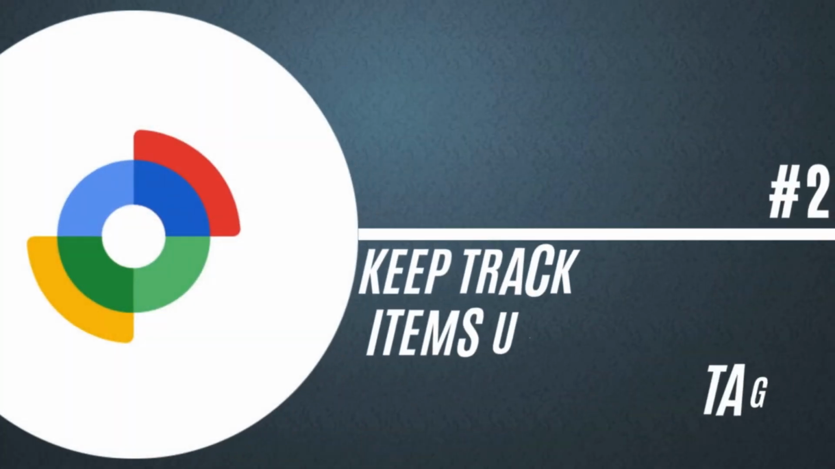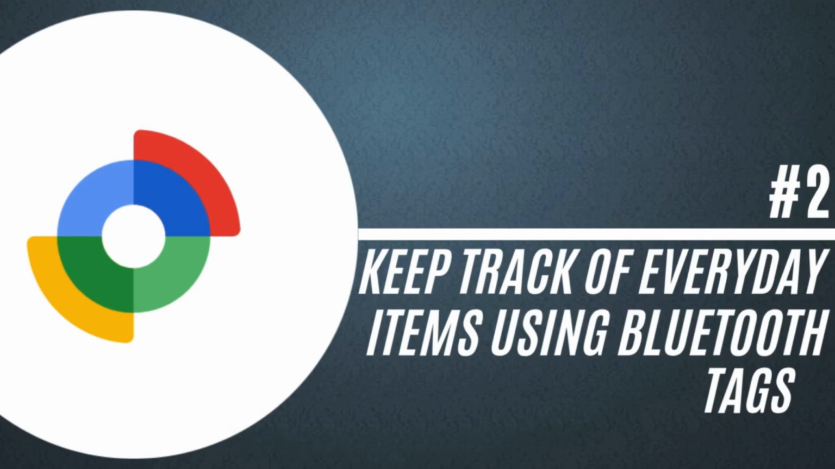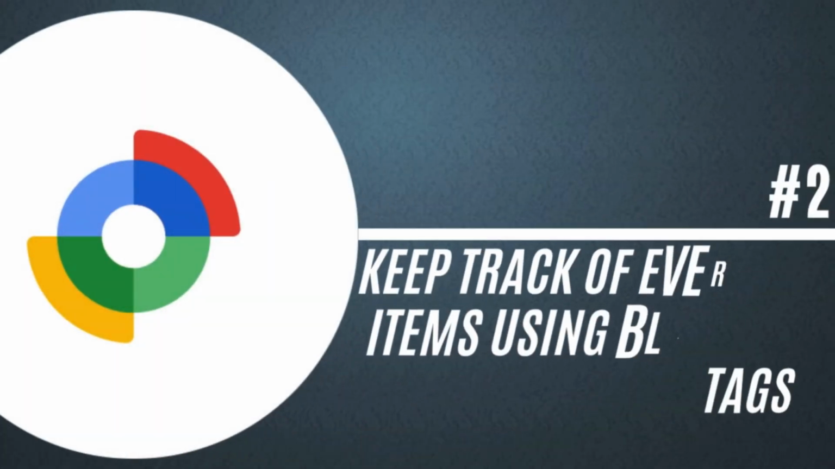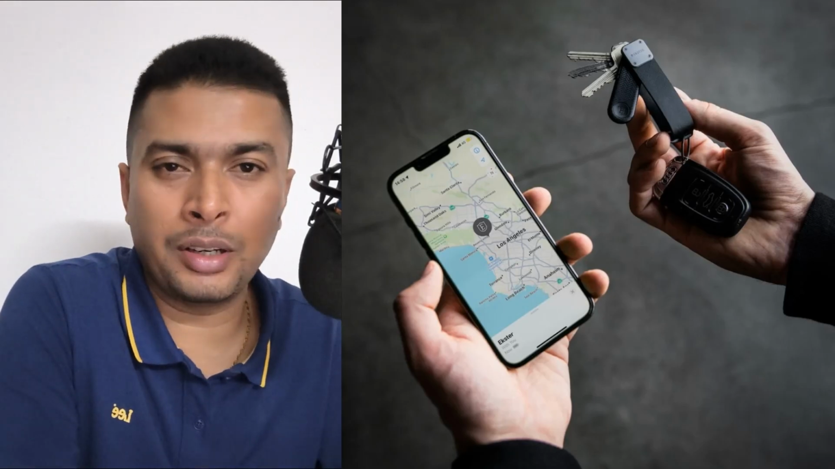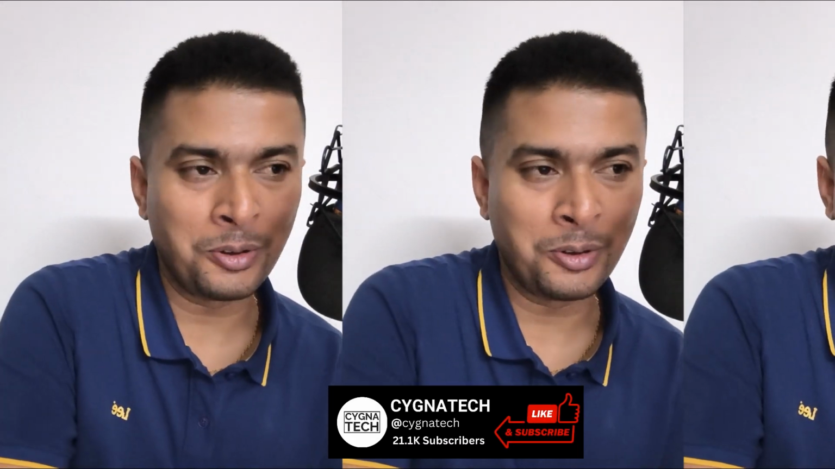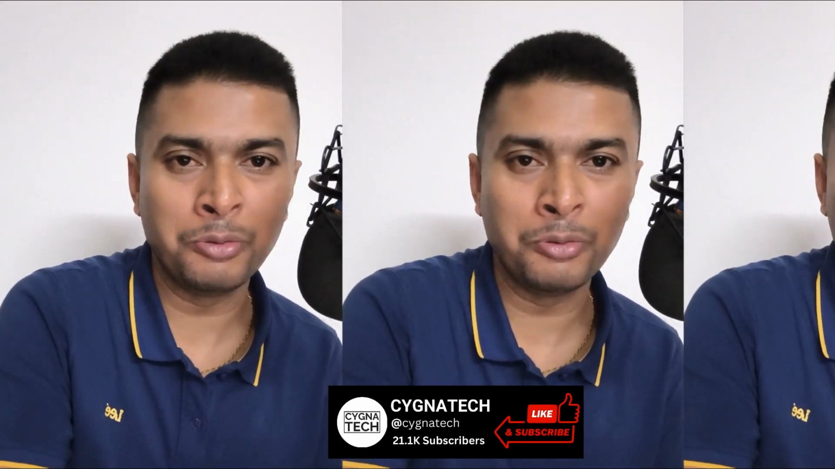Apart from that, you could also use Find My Device to keep track of everyday items using Bluetooth tags. So maybe your house key or your car key or whatever it is, you could keep a track of it using this feature. And now, another interesting feature is that your house key, for instance, could be right under your nose, but you wouldn't know.